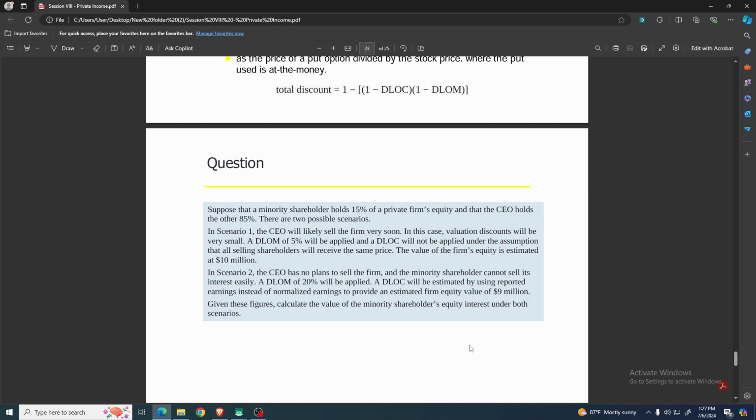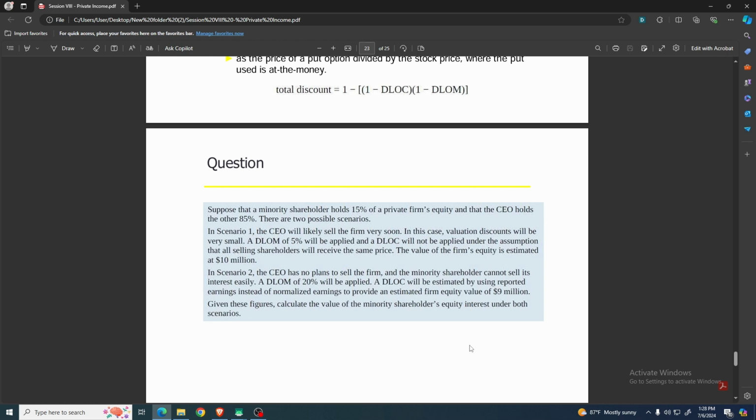easily result in higher discounts, which is evident by the DLOM of 20%. So this would account for the liquidity and difficulty in selling the shares. And in addition to that, the DLOC of 10% would reflect the reduced value due to the lack of control over the firm's decisions. So these combined discounts significantly lower the equity value to 972,000 for the minority shareholder, emphasizing the impact of marketability and control on valuation. So this question itself illustrates how DLOC and DLOM significantly affect the valuation of minority interest in a private firm.